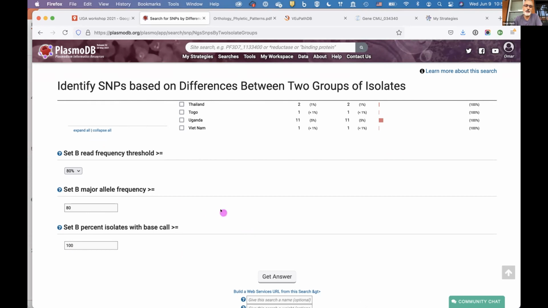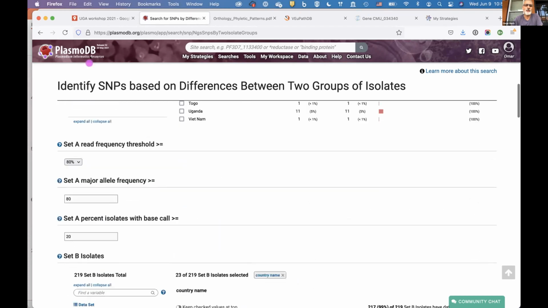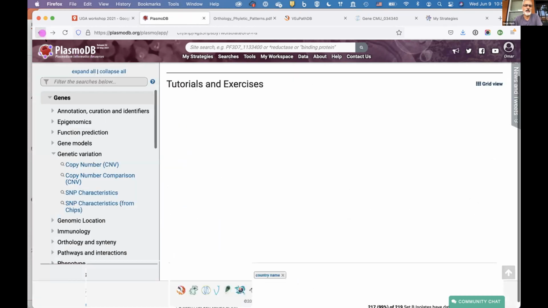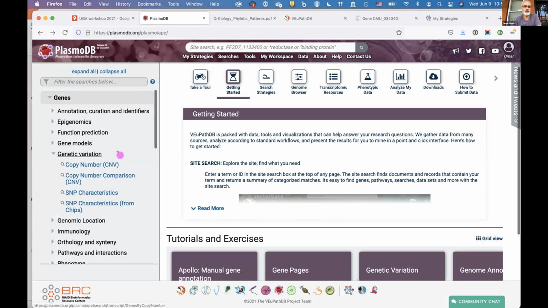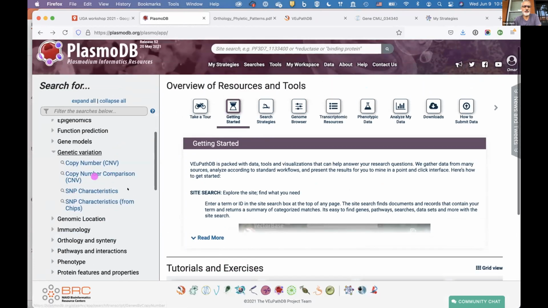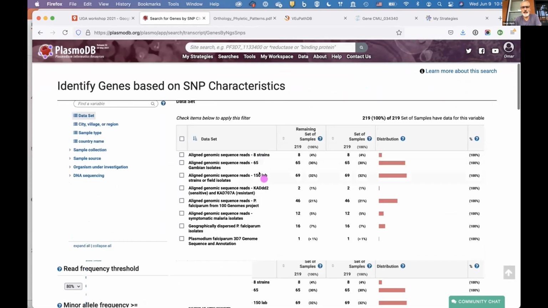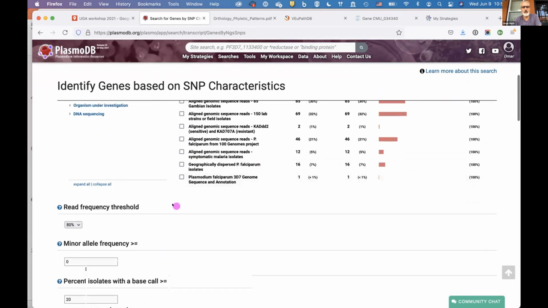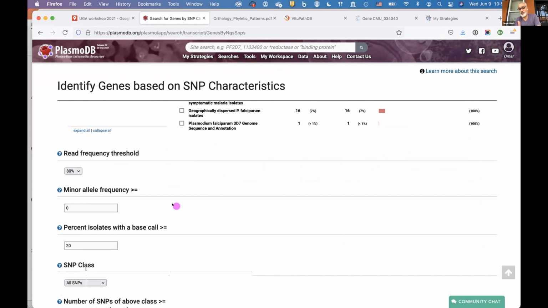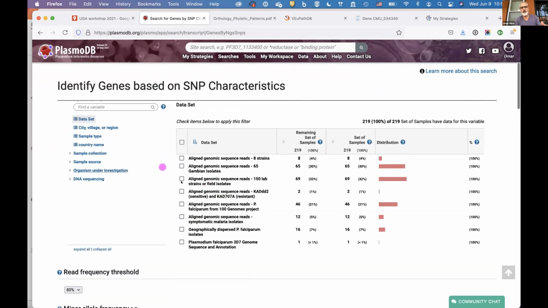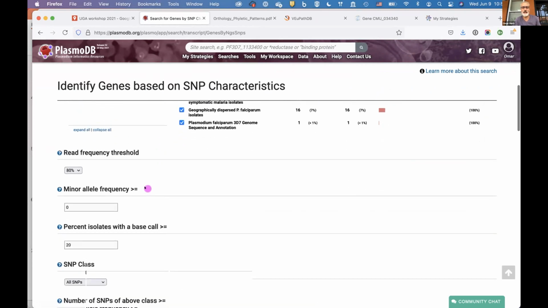Okay, so I'm going to switch back and look at the SNPs for the gene. So I'm looking at the gene searches, and I'm going to look at the SNP characteristics. You will notice, again, the same thing, you can select the samples. In this case, the question you're asking is, I want to find genes that contain SNPs of the following characteristics. So I'm going to find genes that have SNPs that come from isolates, and you could select all of them that are from any sequenced strain in the database.